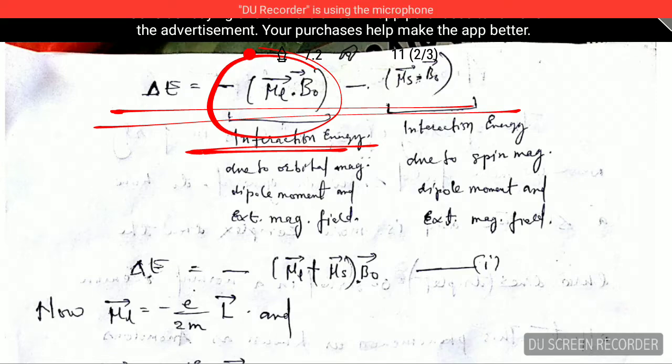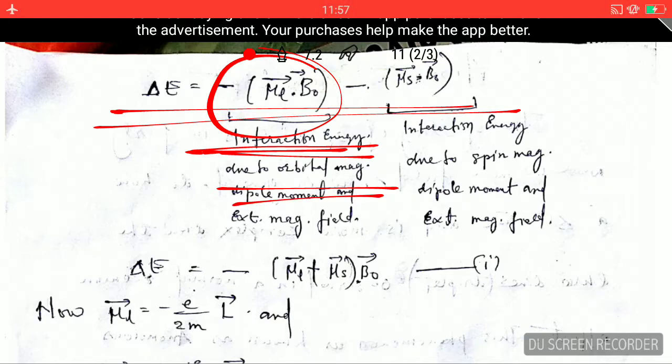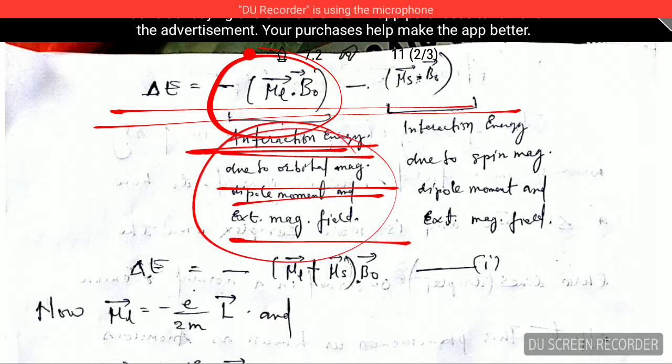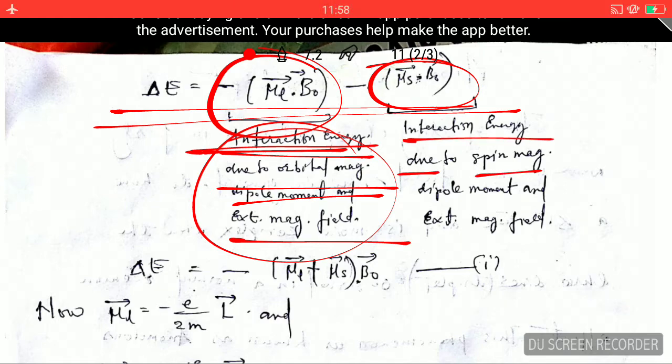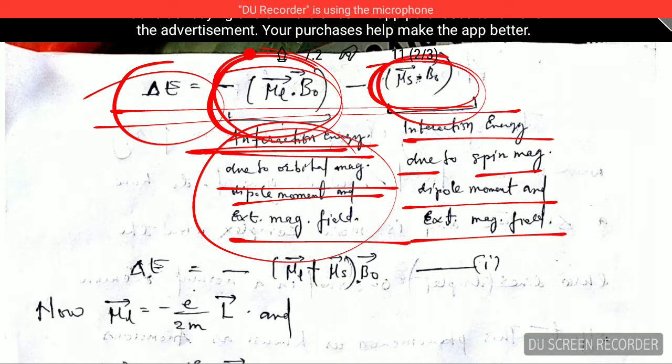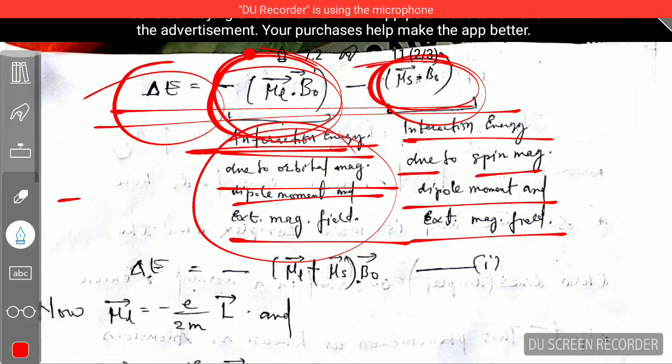This is the interaction energy due to the orbital magnetic dipole moment and the external magnetic field. And this is the interaction energy due to the spin magnetic dipole moment and the external magnetic field. The total interaction energy is the sum of these two interaction energies. Let's see what this actually is.